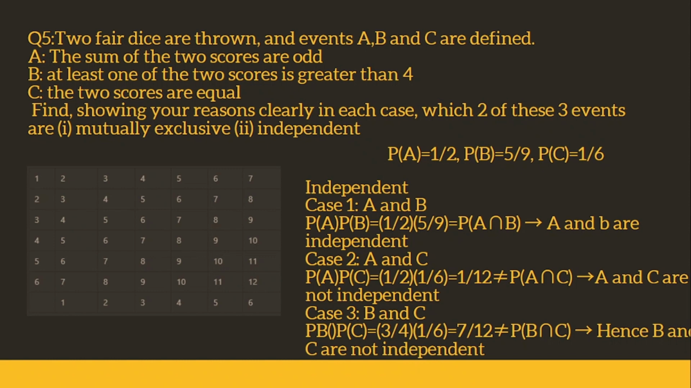Then in the case of B and C, we multiply the probability of B by the probability of C, same as the first two cases, to get 3 over 4 times 1 over 6, which equals 1 over 8. This is not equal to the probability of B intersecting C. So B and C are not independent.